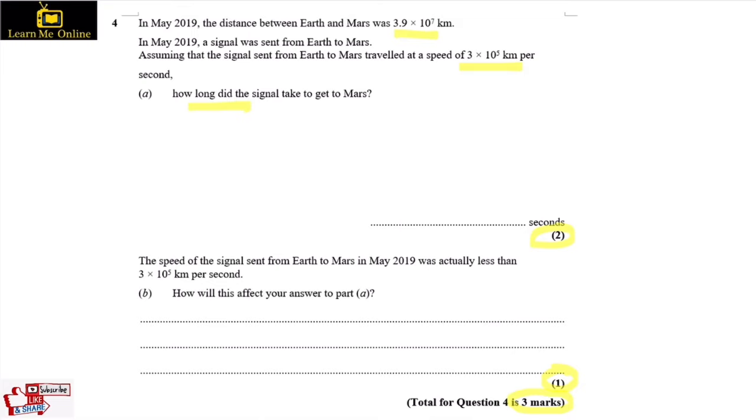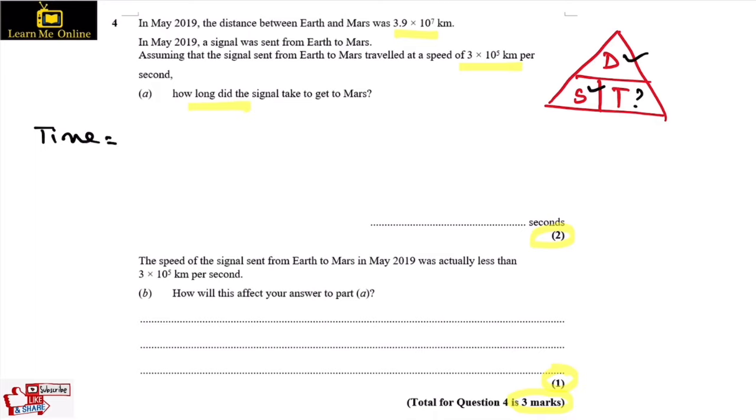So it's a speed, distance, time question. First, I'm going to draw my triangle of speed, distance, time. This is speed, this is distance, this is time. Then I'm going to see what we are finding out. So we are finding out the time. So I'm going to put the question mark with the time, where the speed and the distance are given to us. To write down the formula for the time, this line is a divide. So we do the distance over the speed.